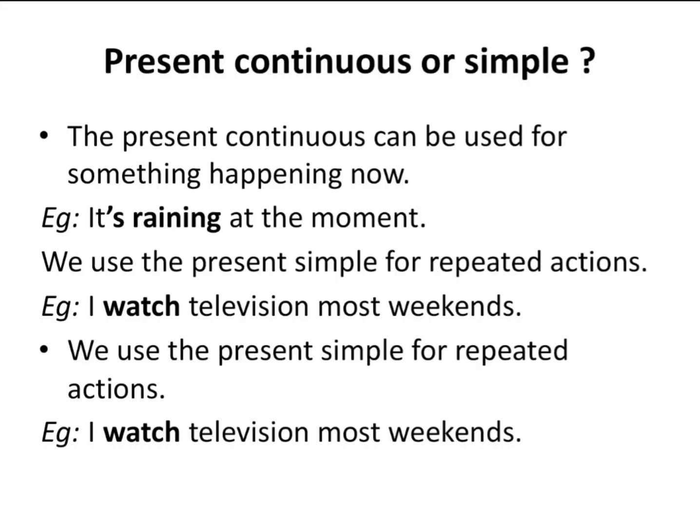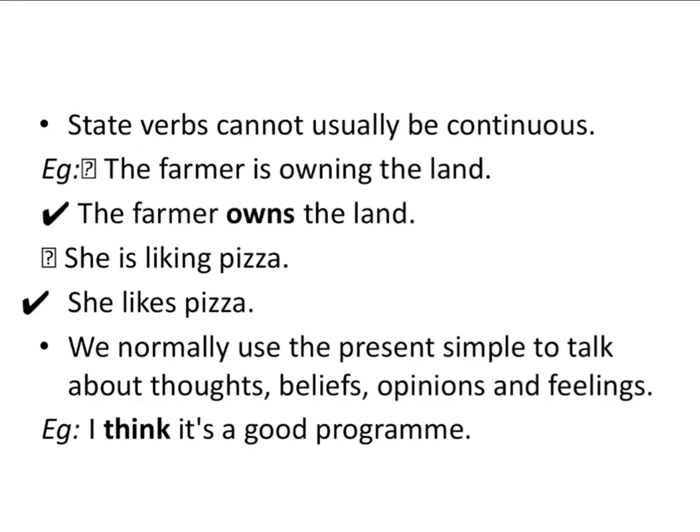The most important thing we should discuss in this video is when do we use present continuous or present simple. They are both used to express actions that happen in the present. So the present continuous can be used for something happening now. For example, it's raining at the moment. And we use the present simple for repeated action. For example, I watch television most weekends.